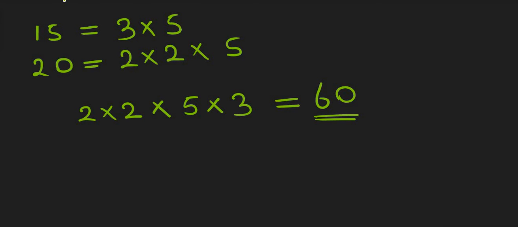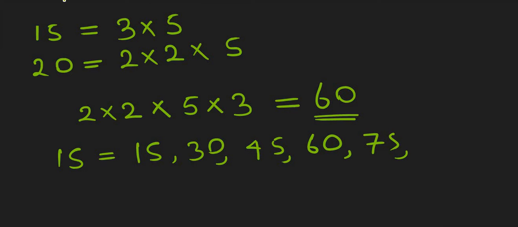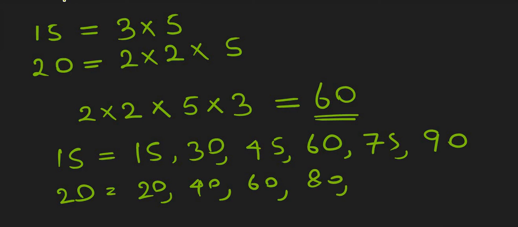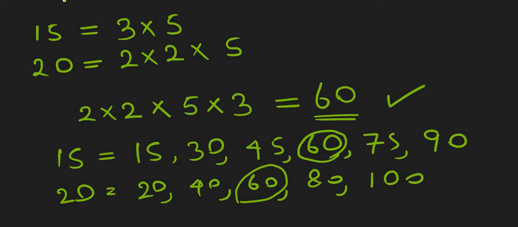Let's look at multiples of 15. Multiples of 15 are 15, 30, 45, 60, 75 and 90. Multiples of 20 are 20, 40, 60, 80 and 100. Therefore, we can clearly see 60 is our LCM. Therefore, our answer is correct.